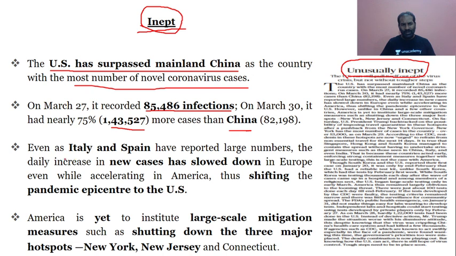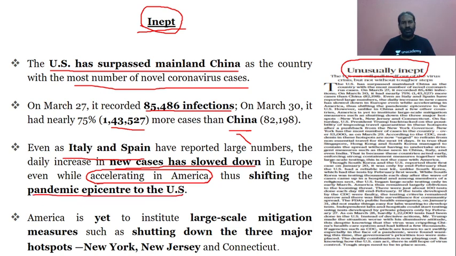We will look at Italy and Spain also. There are more cases being recorded there, but the daily new cases have comparatively slowed down in Europe. But if you look at America, it is accelerating, it is increasing. And this acceleration of cases in America is shifting the epicenter of the coronavirus from China to the US.